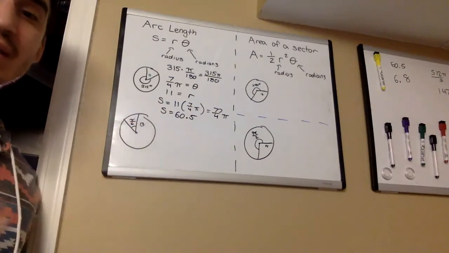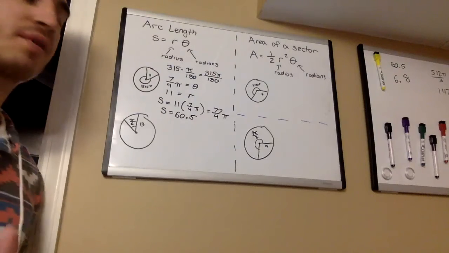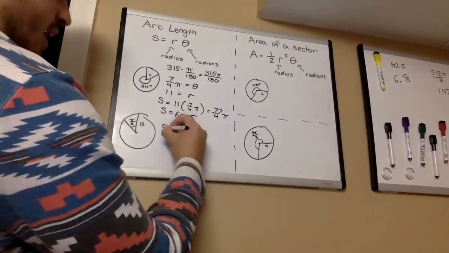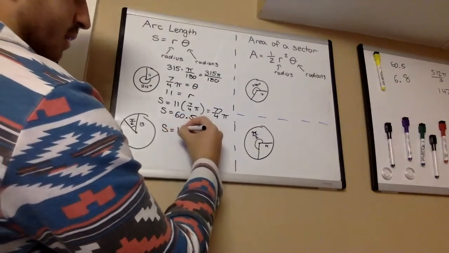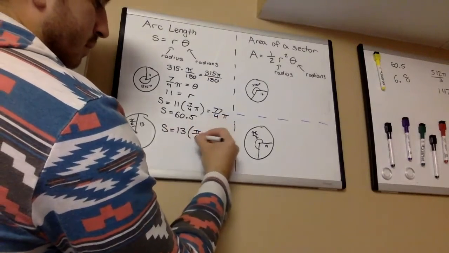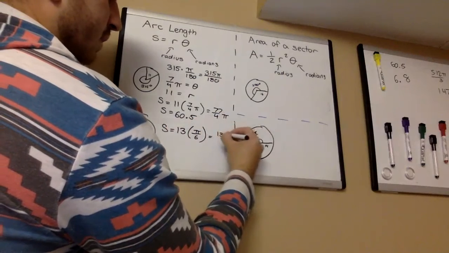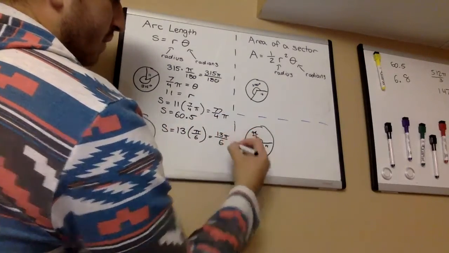For the second type of problem, they give you your radius and they give you your degree. However, since there's a pi there, that means it's already in radian form. So this is the easier version. Now I just have to plug in S equals my radius is 13 and my theta is pi over 6. If I multiply this, I'm going to get 13 pi over 6. This is already in reduced form.